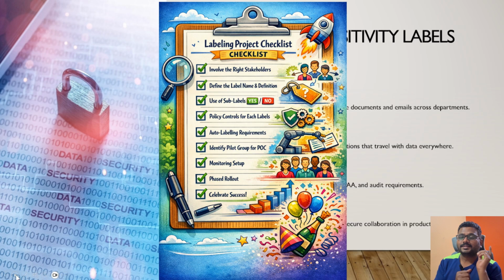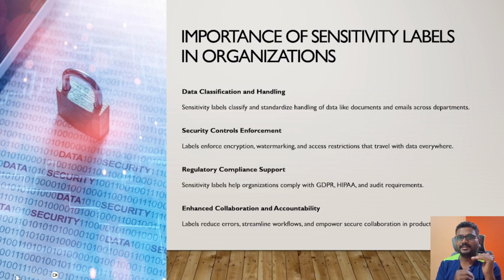Remember, sensitivity labels are not just for classifying your data. That is just the base. It is beyond that. How you control the data is more important here. So with that checklist, as you see on my screen, I'm moving on to the next slide now. The importance of sensitivity labels in organizations. First is data classification, and also how the team is handling the data. Security controls enforcement, as I said, is always important for each label.